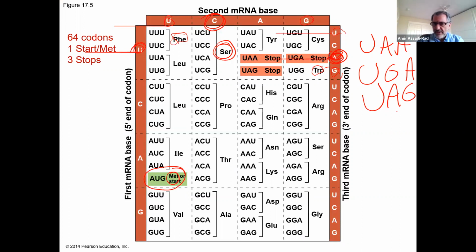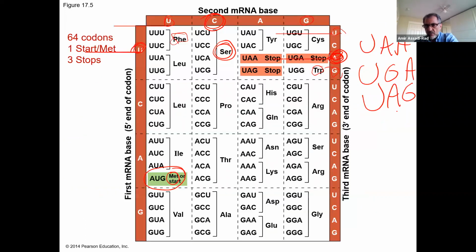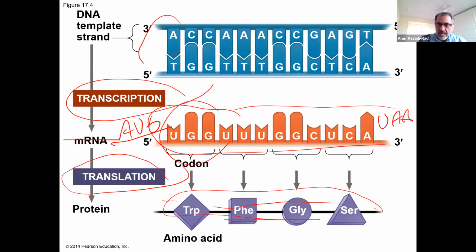I don't expect you to memorize this table. Please do not memorize that table. During the exam, if I want to ask a question, I give you the DNA, one strand, the gene, and I ask what the amino acid sequence is. I will give you this table too. Or I will give you the RNA and ask what the amino acid sequence is. So these are based on the codon.